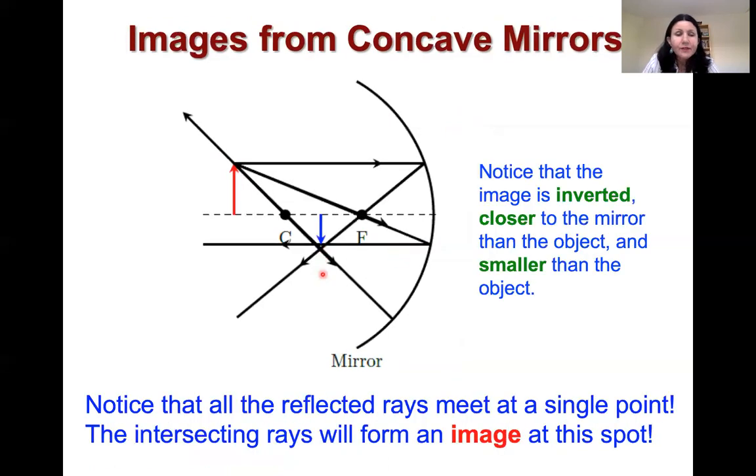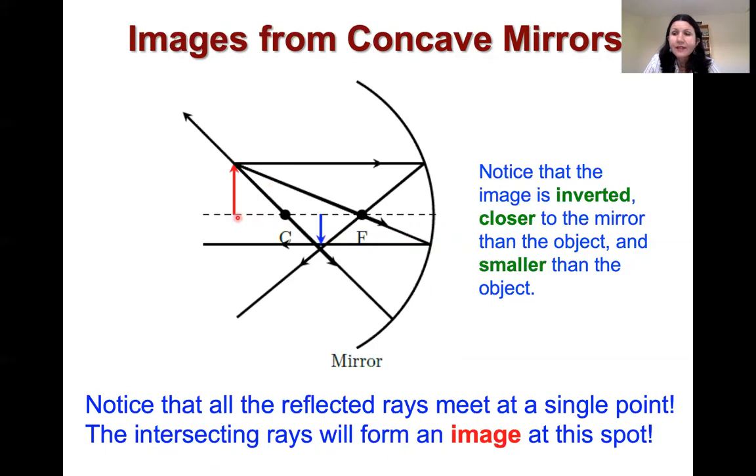So if we draw our image, now we see that the tip is over here. And in fact, if we kept on doing this and we did principal rays or other rays from the center of this arrow, we would find that they would meet up here. And from the bottom, the bottoms have to meet on the same line. So what we see here is that the image is actually upside down. It's inverted compared to the object. It's also closer to the mirror than the object.